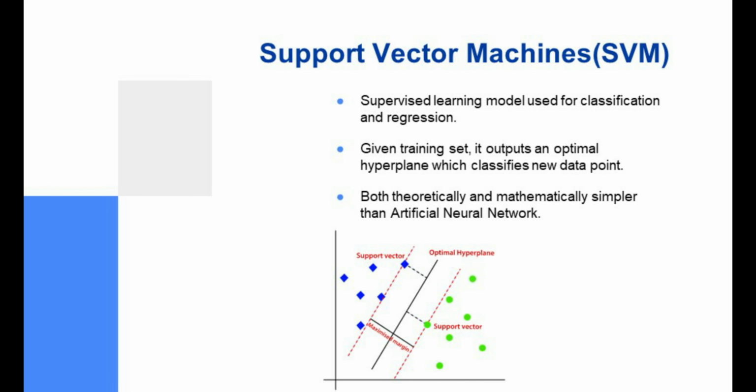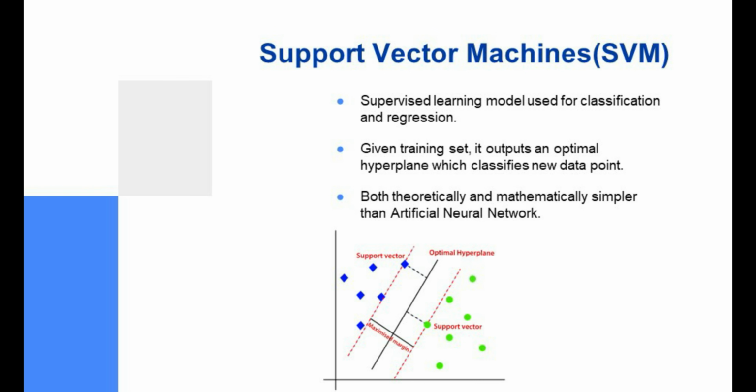Let's imagine we have two tags, blue and green, and our data has two features, x and y. We want a classifier that, given a pair of x and y coordinates, outputs if it's either blue or green. We plot our already labeled training data on a plane. A support vector machine takes these data points and outputs the hyperplane that best separates the tags.